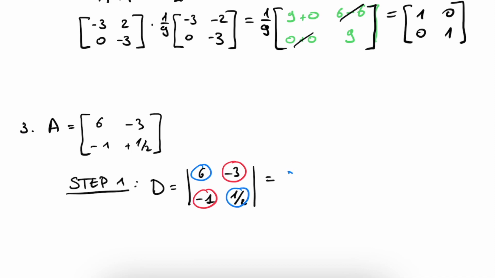So we get 3 minus 1 times minus 3, which is plus 3. So we get 3 minus 3, which is equal to 0.